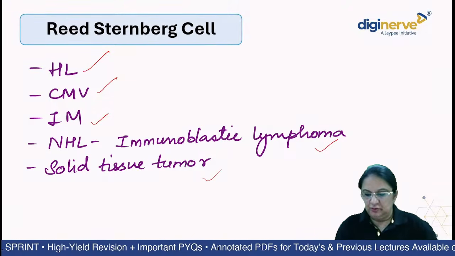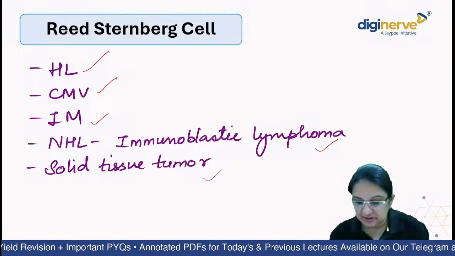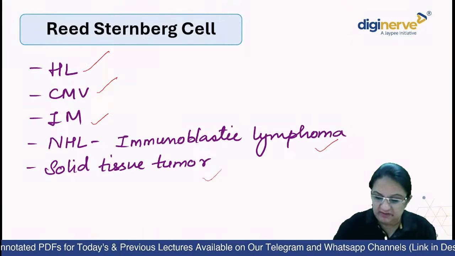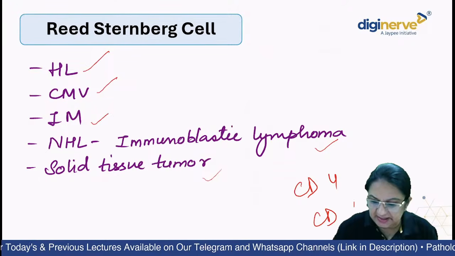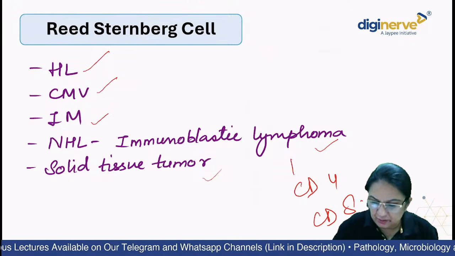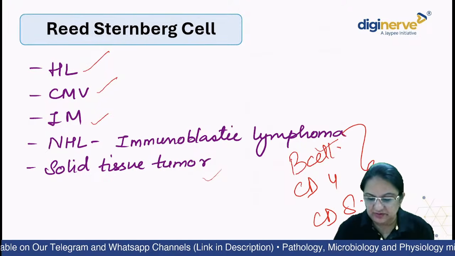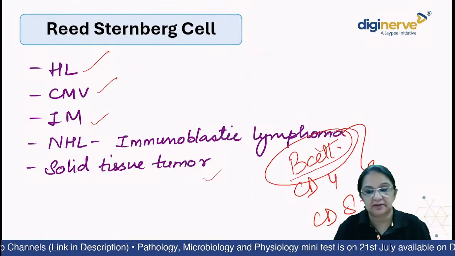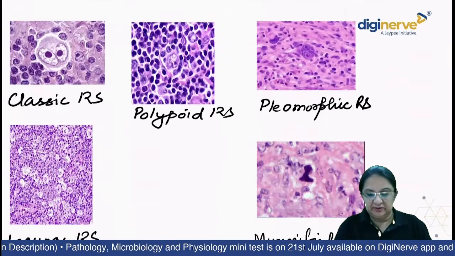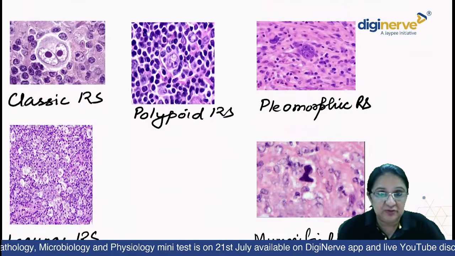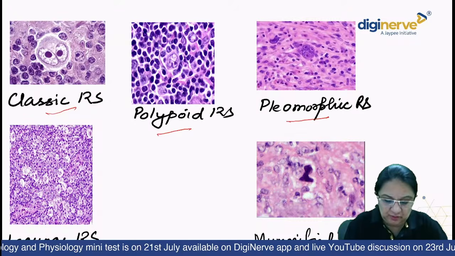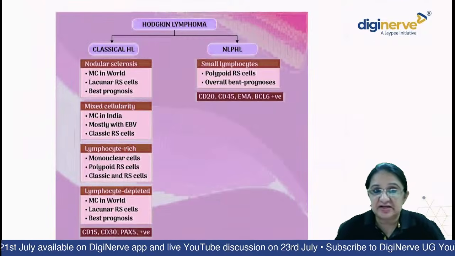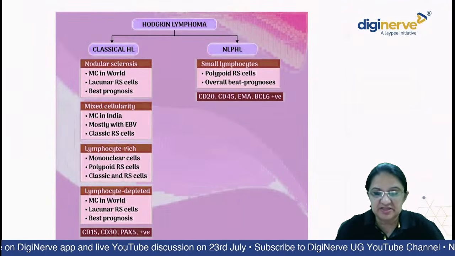Now if they ask you the RS cell's cell of origin, it is a B cell, so all your B cell markers would be positive. If I ask you CD4, CD8, NK cell, or B cell, what is the cell of origin for Hodgkin lymphoma or the Reed-Sternberg cell? It is your B cell. Now, coming to the types of RS cells, we know the classic, the polypoid, the pleomorphic, lacunar, and mummified.